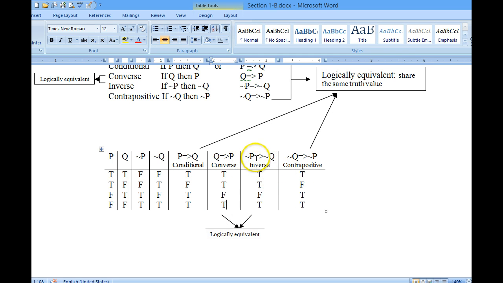Not P, then not Q. So I'm going to come over to my not P and my not Q, and I'm going to go in this direction. Not P, not Q. So not P is false, not Q is false. Again, the tricky combination of false, false gives me a true. Now I want the next one, not P and not Q. So not P is false, not Q is true. Remember, if it's a false proposition, the whole thing is true.